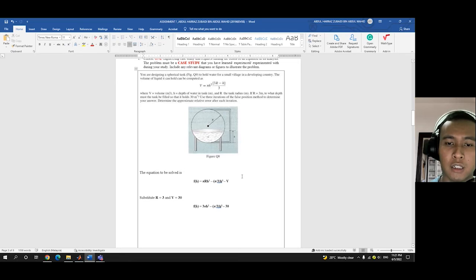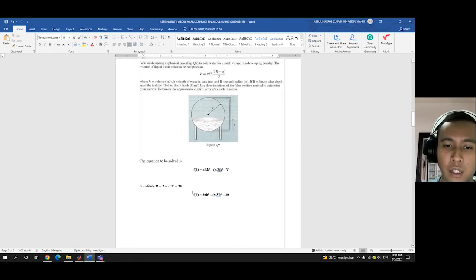This equation is obtained after rearranging the general equation to get f(h), and by substituting the value of r and volume, we get the finalized general equation, which is this. This equation will be used in my method, which is the bisection method.